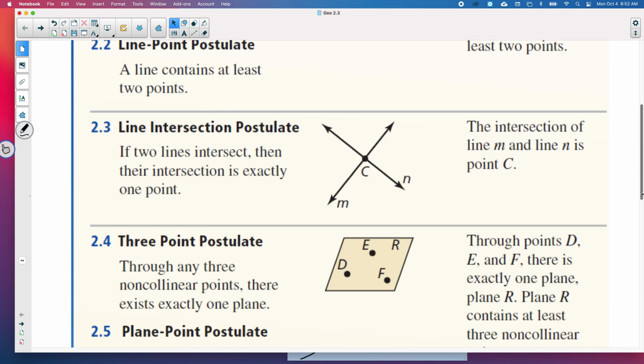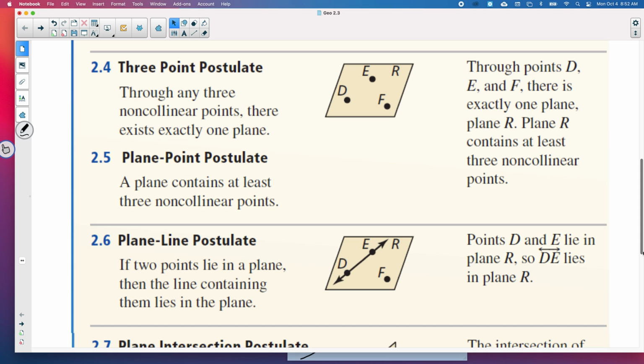The next one is the line intersection postulate. It says if 2 lines intersect, then their intersection is exactly 1 point. There is no converse to that one. But these next 2 are converses of each other. There's the 3-point postulate, and it says through any 3 non-collinear points there exists exactly one plane. That was the definition of a plane when we talked about it in the last chapter. Then they flip it around for the plane point postulate, and it says a plane contains at least 3 non-collinear points.